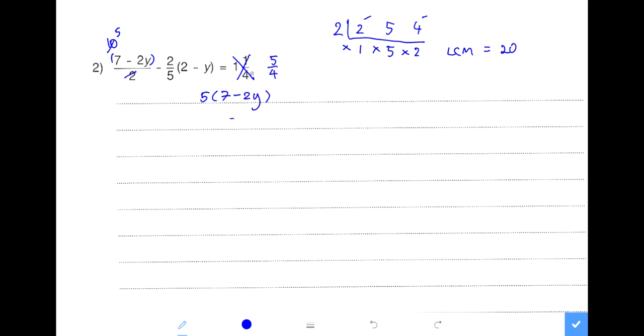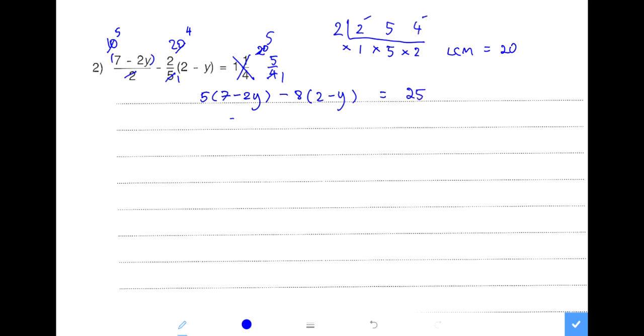Okay, then 20 multiplying to this one. So 20 times, you can cut it down to 4, and then 4 times 2 is 8. So it's minus 8. This is a negative, so you have minus 8, multiplying to the group of 2 minus y. And the other side, 5 over 4 times 20. So 4 into 20 is 5, 5 times 5 is 25. And then you just do the math now.